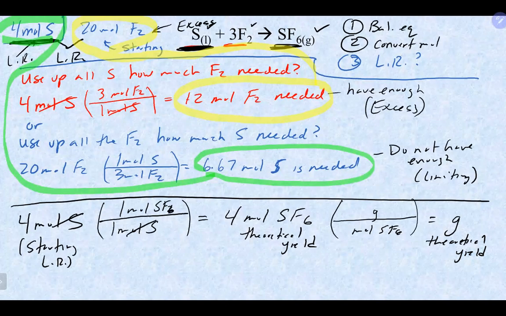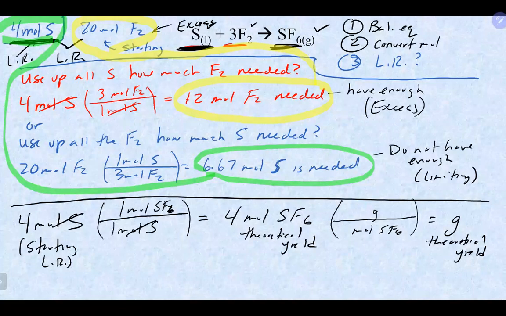So same basic steps: balance the equation, convert to moles, do an additional calculation to figure out the limiting reagent, and then you pick up with the normal steps, using the limiting reagent to figure out how much product you would produce and convert to moles.